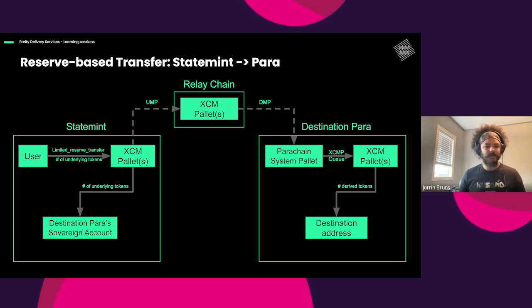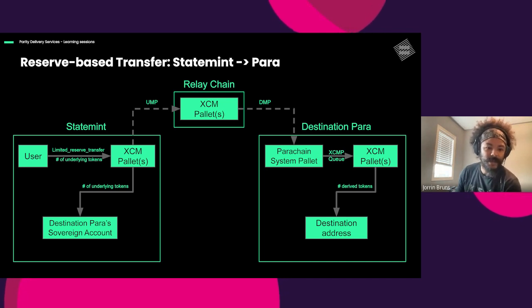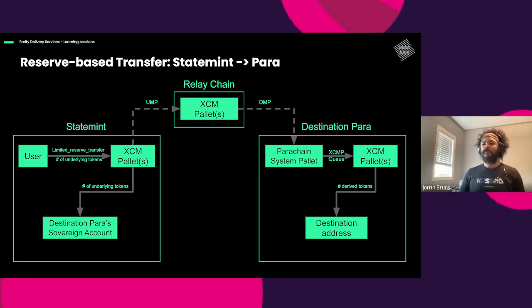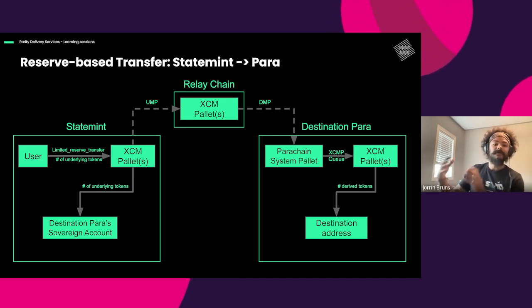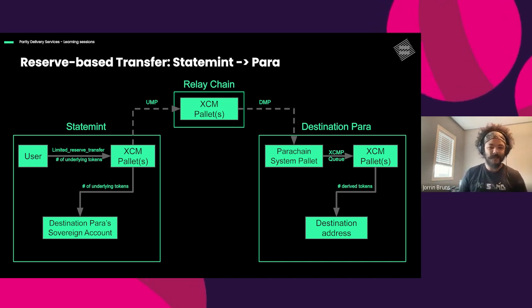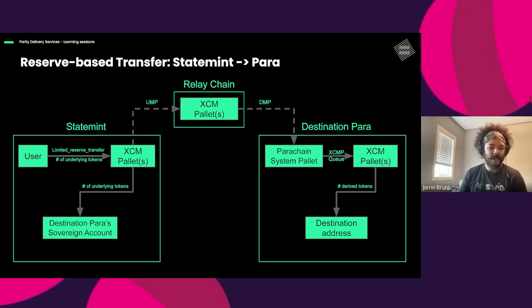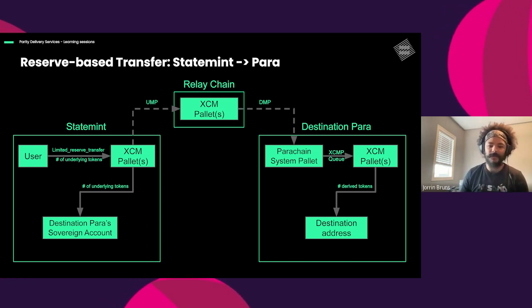So the user, again, is going to trigger this, interacting with the XCM pallets. And this is going to be a number of underlying tokens. So what do we mean by underlying tokens? These are tokens that have been created, minted on Statemint, and they're going to be held in reserve on Statemint, and reserve-backed assets are going to be minted on the destination chain. So the XCM pallets take the amount of tokens minus fees and all that, and deposit it in the destination parachain sovereign account. This is one of those key terminologies I mentioned earlier.